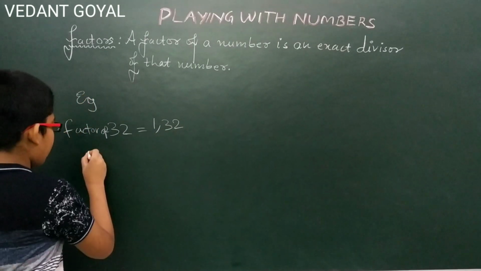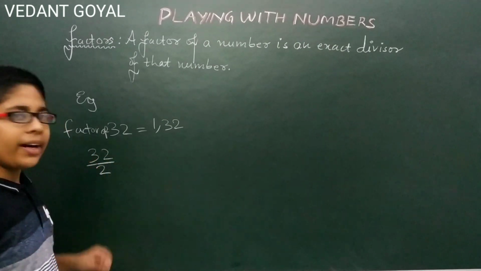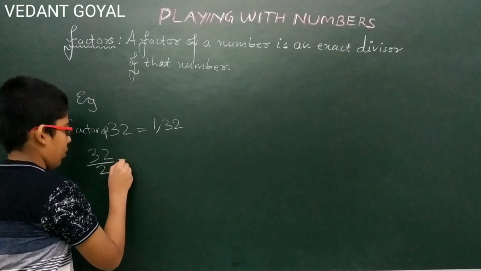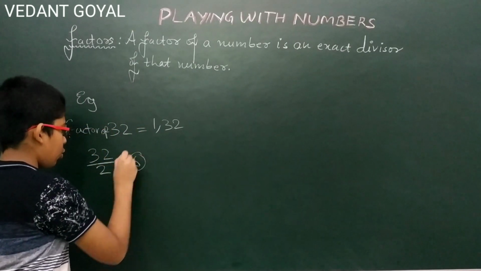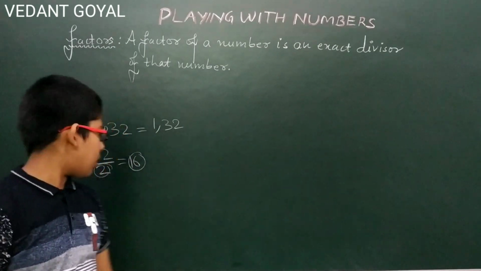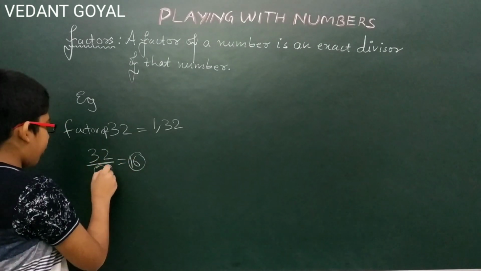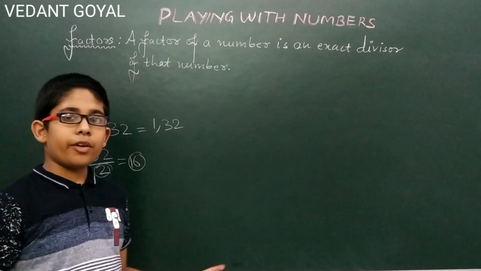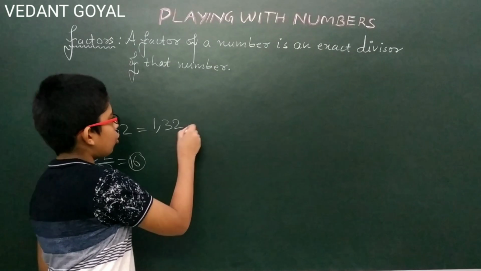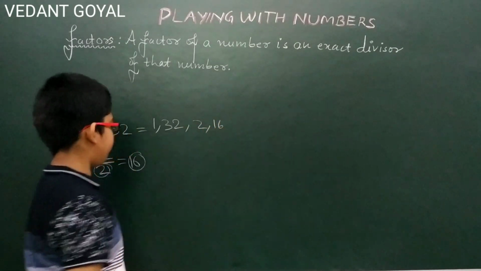Let's check about 2. So if we divide 32 by 2, we will get 16. So these 2 are the factors. As we have discussed, if we divide the number by one of its factors, the number that we get in the quotient will also be a factor. So we have found 2 more factors of 32.